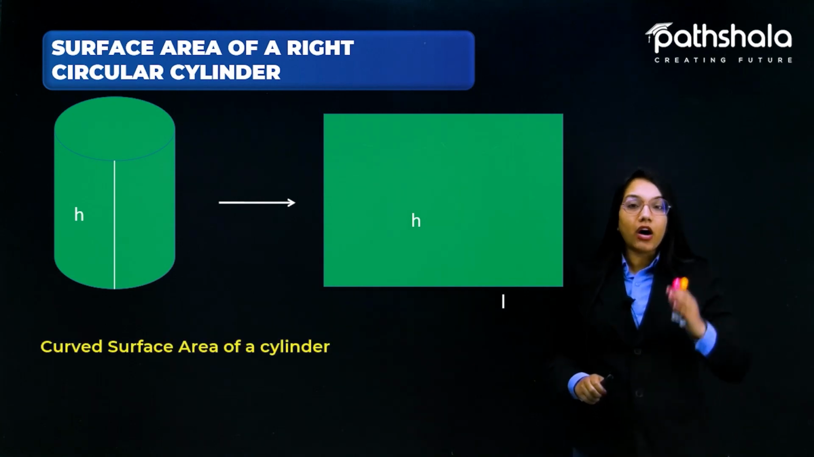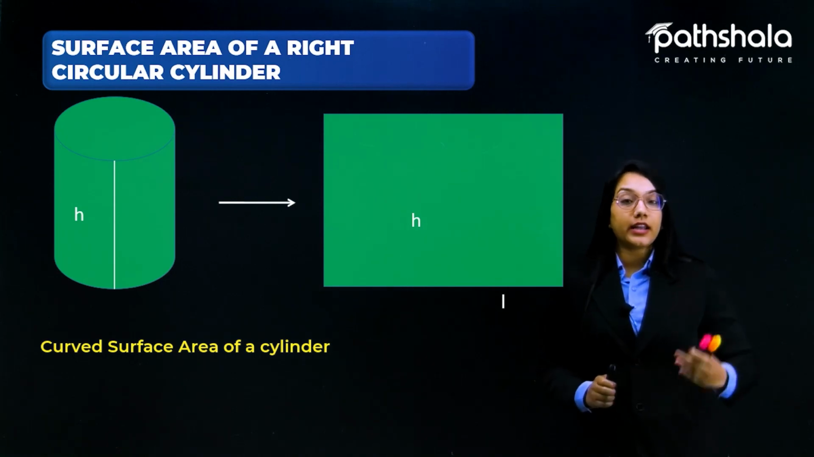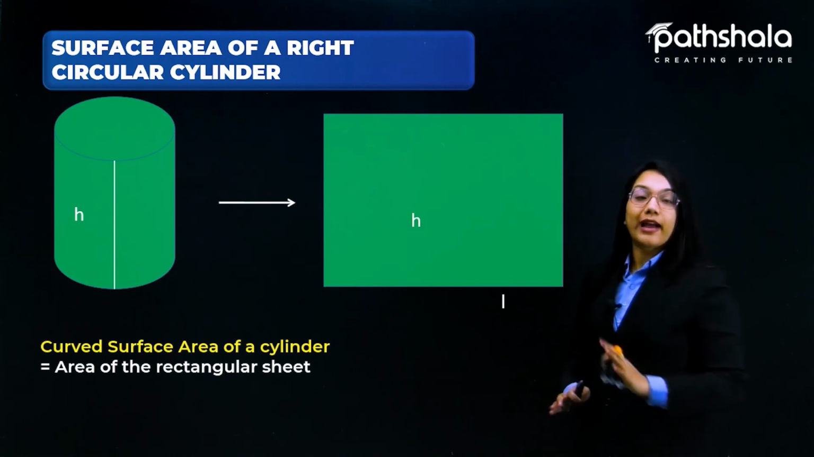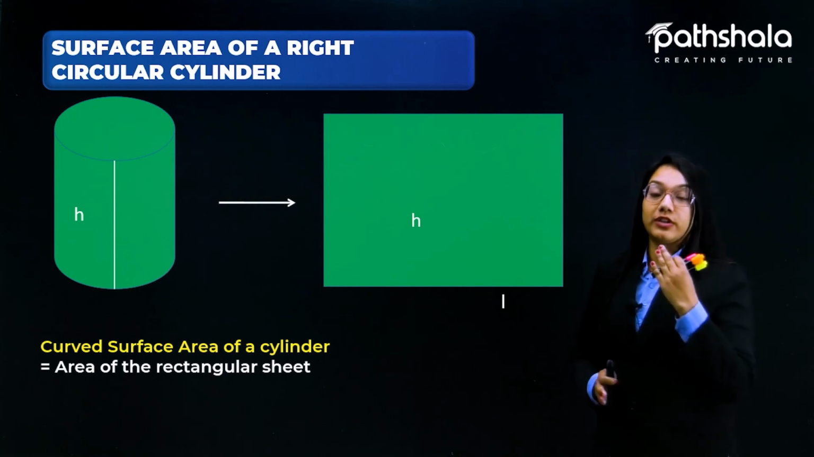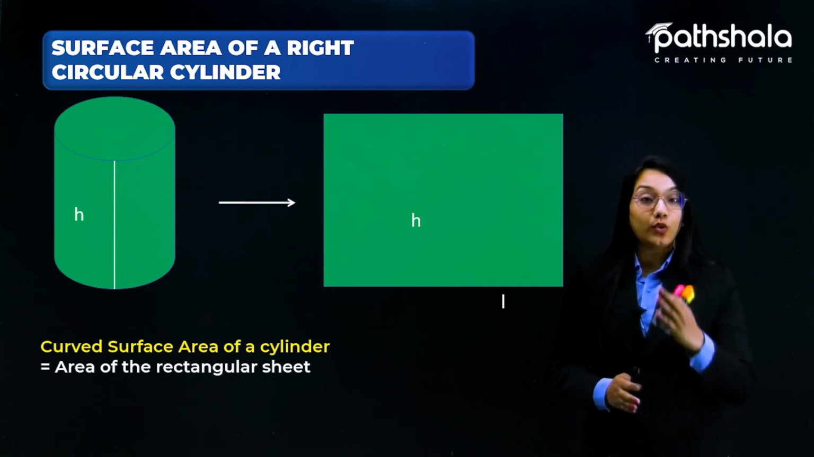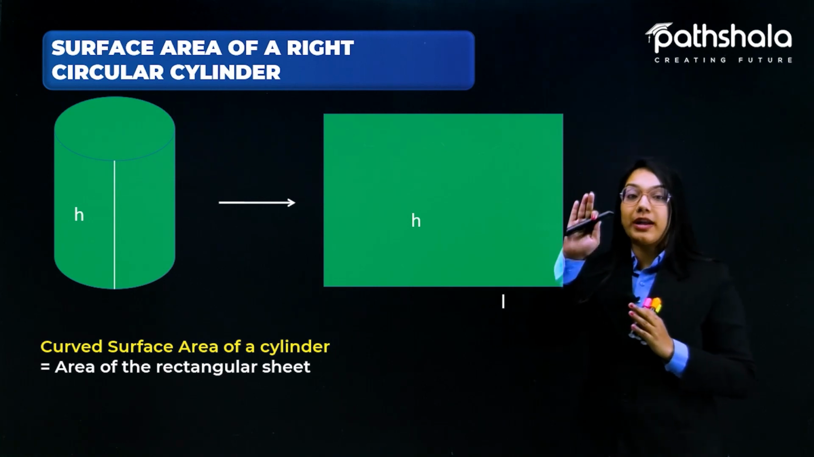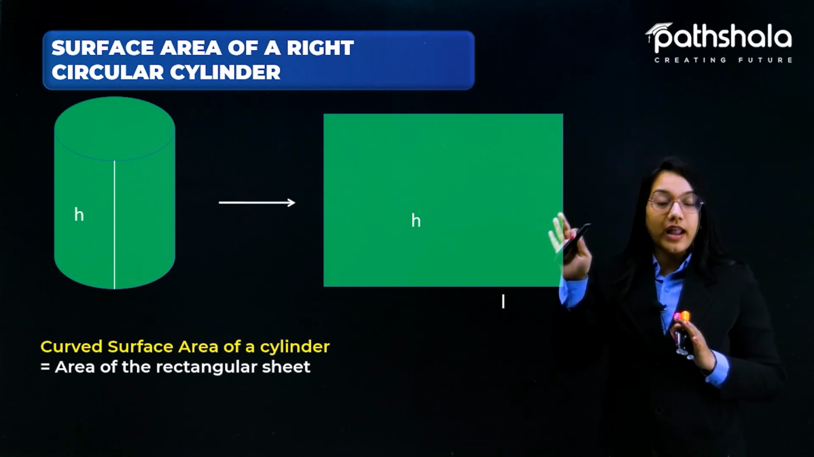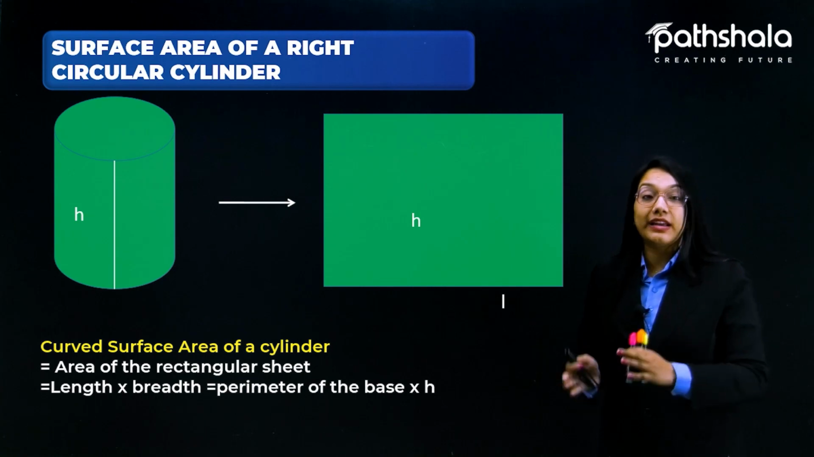So the curved surface area of a cylinder, and I'm talking about the curved area only, is equal to the area of this rectangular sheet. Since I have cut this right circular cylinder along its height and am taking the curved surface area, I get this kind of plane figure, which is a rectangular sheet, and the area of the rectangular sheet is equal to its length into breadth.